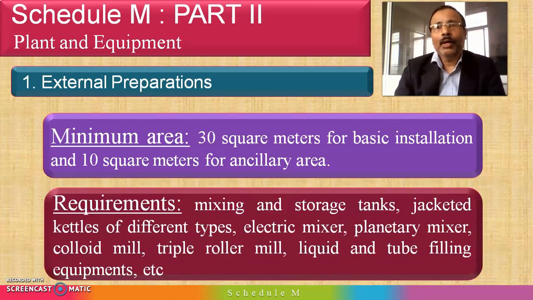Now check out the minimum equipment necessary for external preparation. They have given mixing and storage tanks, jacketed kettles of different types, then electric mixer, planetary mixer, colloid mill, triple roller mill, liquid and tube filling equipment, etc. So these are the minimum equipment necessary for the external preparation as per the guidelines.